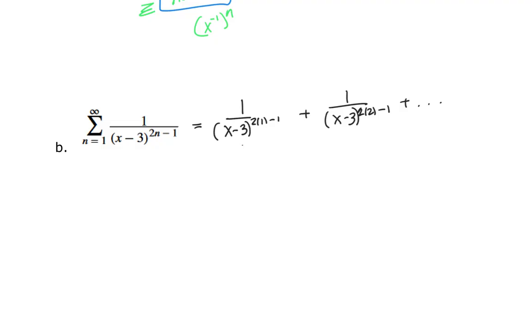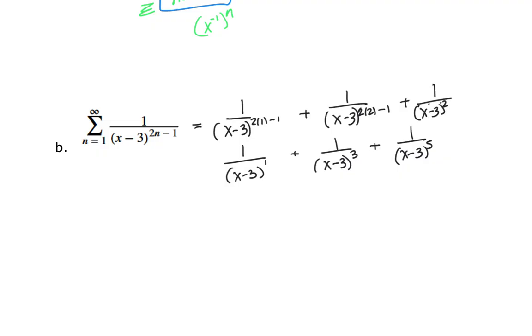So this first term is 1 over x minus 3 raised to the 1 power, and the next term would be 1 over x minus 3 raised to the 3 power, and I'm guessing that the next one would be 1 over x minus 3 raised to the 5th power. Let's just check that really fast. This third term would be 1 over x minus 3, 2 times 3 minus 1. Yeah, so that checks.